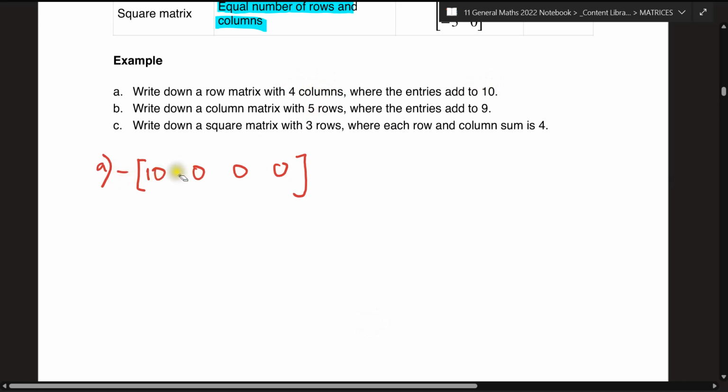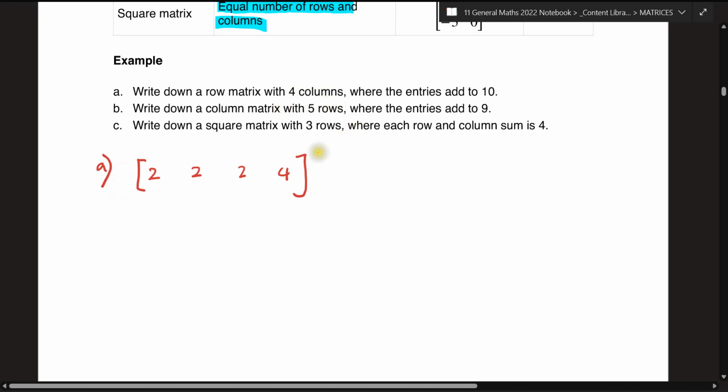I could even go, if I want, 5, 0, 5, 0. That adds up to 10. I can make it 1, 2, what's that? 7, 0. Or I can go 2, 2, 2, 4. Yes. As long as it adds up to 10. Any of those examples will be fine. So that's an example of our row matrix.